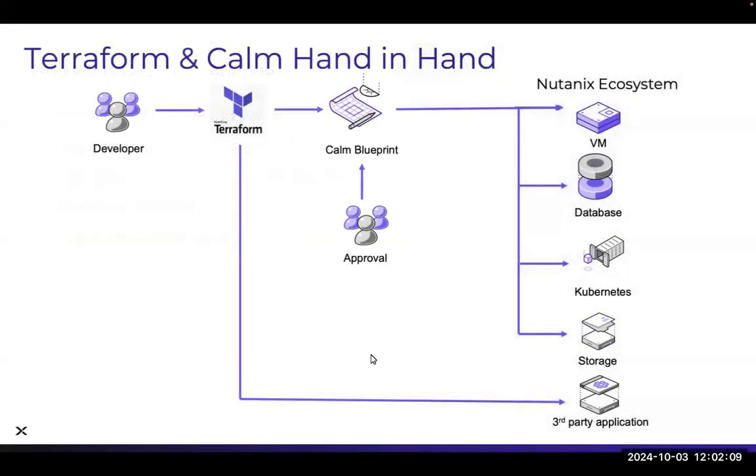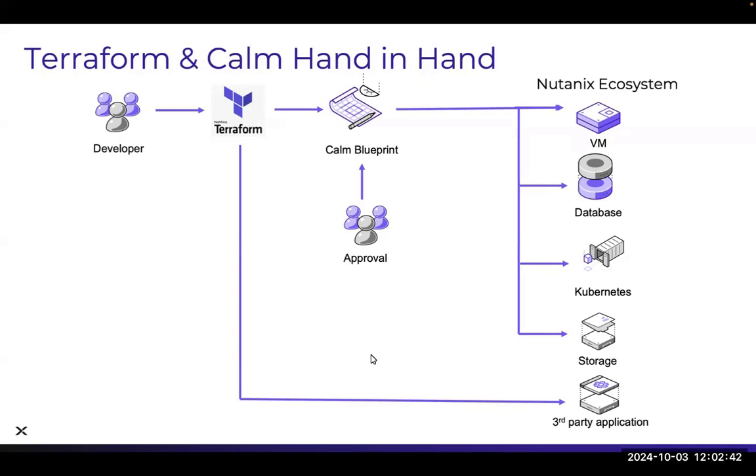On the right side of the ecosystem, you can see that all these are the Nutanix ecosystem. So there are VMs, there are databases, there are Kubernetes clusters, and there is storage that are being provisioned through the NCM Self Service or the CAM blueprint. So our customers primarily can request all these resources through the marketplace.